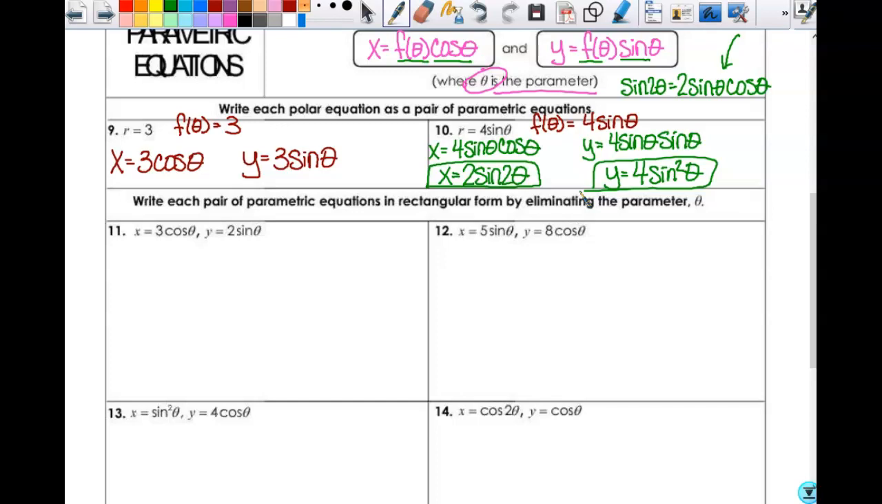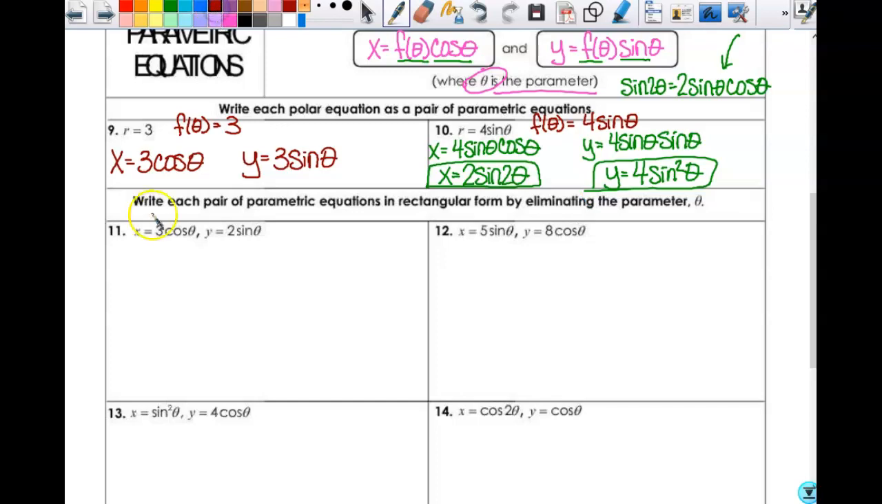Okay, so we've taken polar, changed them to rectangular, to parametric. So now we're going to take parametric and change them to polar. We're going to take the parametric, not polar equations, and change them to rectangular. That's what I'm trying to get out of my mouth here.